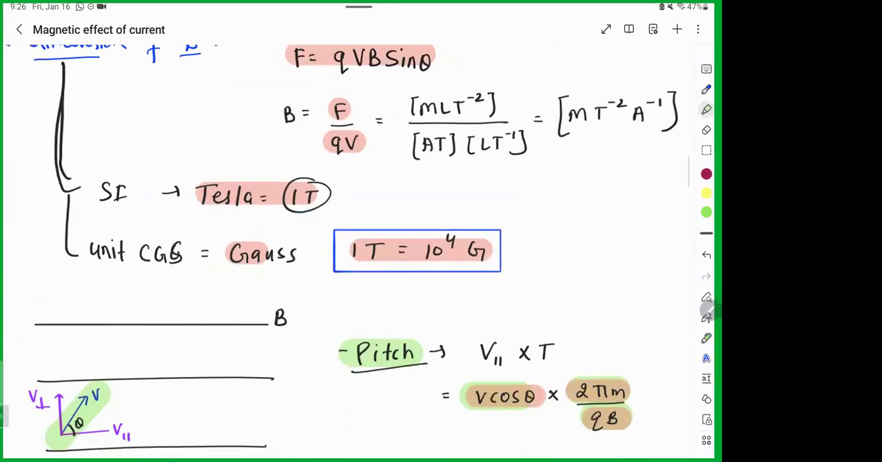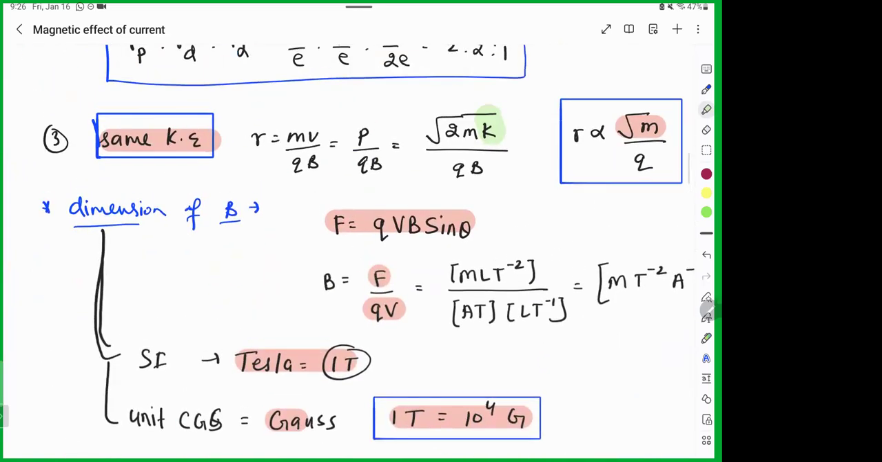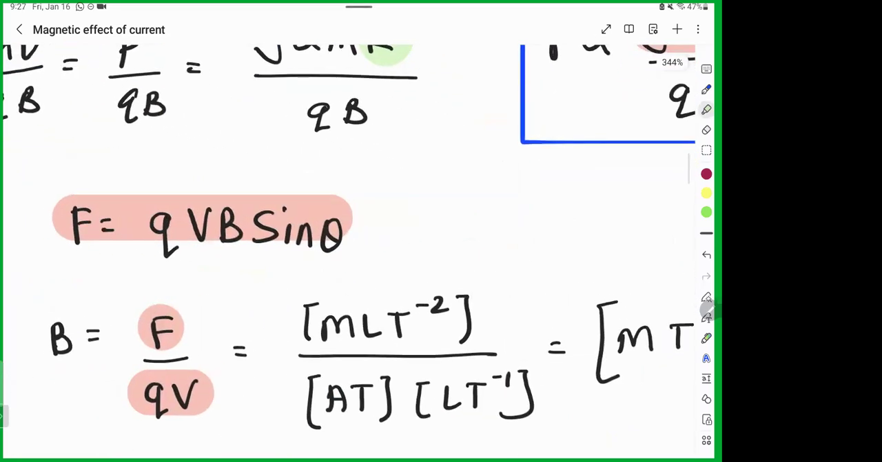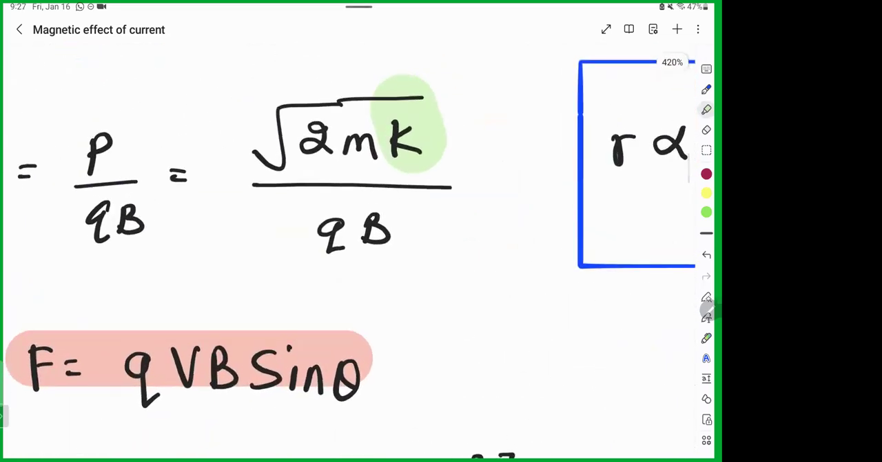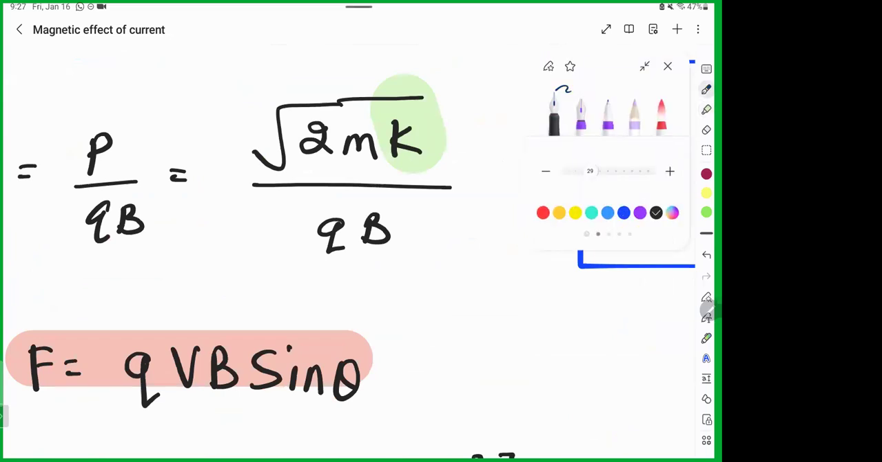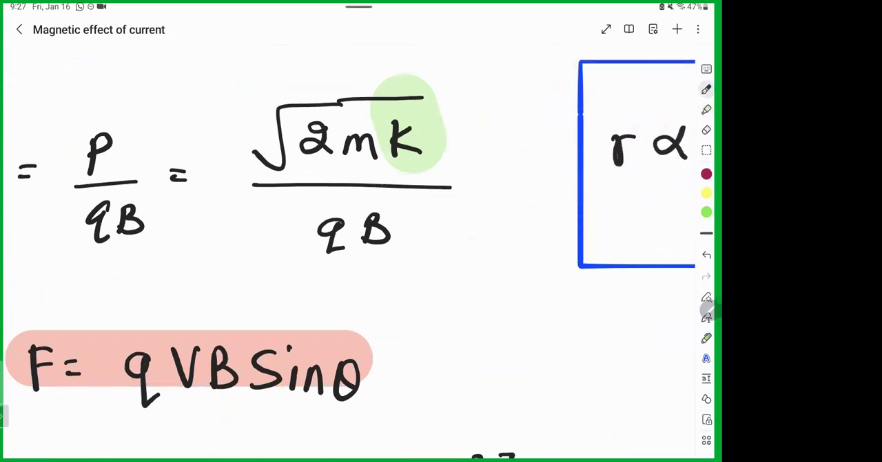This part is done, kinetic energy dimension. If you do it through the Biot-Savart law, it will be different. Here it's easy to identify the dimension. How? Because you know force is equal to QVB sine theta. Sine theta is just a number without any dimension. So force is equal to QVB, and B will be equal to force by QV.